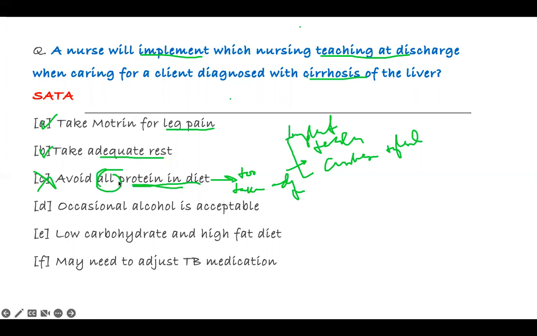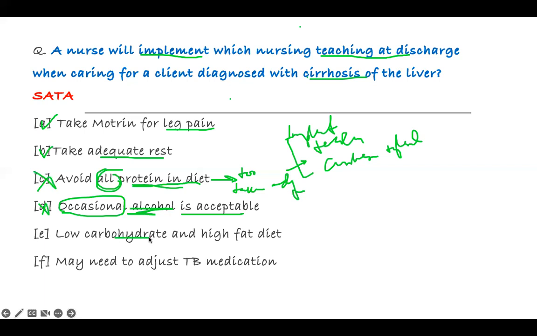All protein. Occasional alcohol is acceptable. Where I'm implementing teaching in cirrhosis of the liver, I need to avoid some toxins. Alcohol is a toxin for the liver. Therefore, it doesn't jive with this information. Occasional is not good. They're tricking you. You should avoid all alcohol.